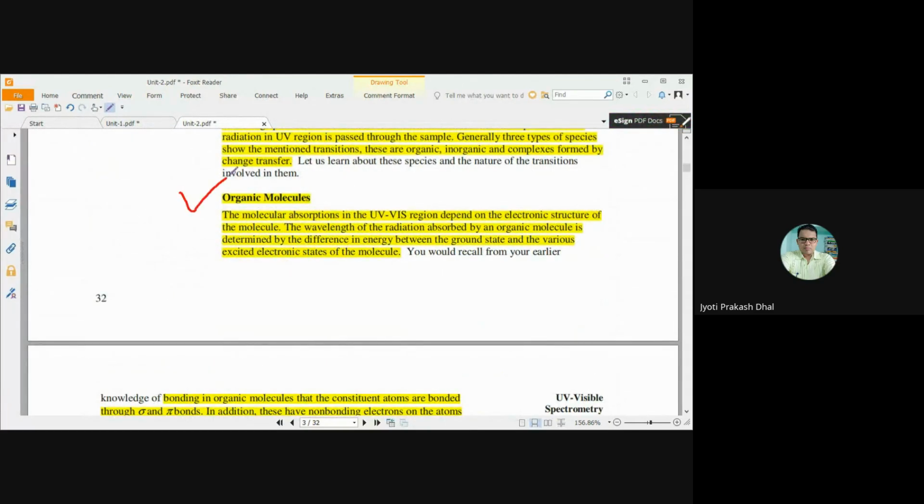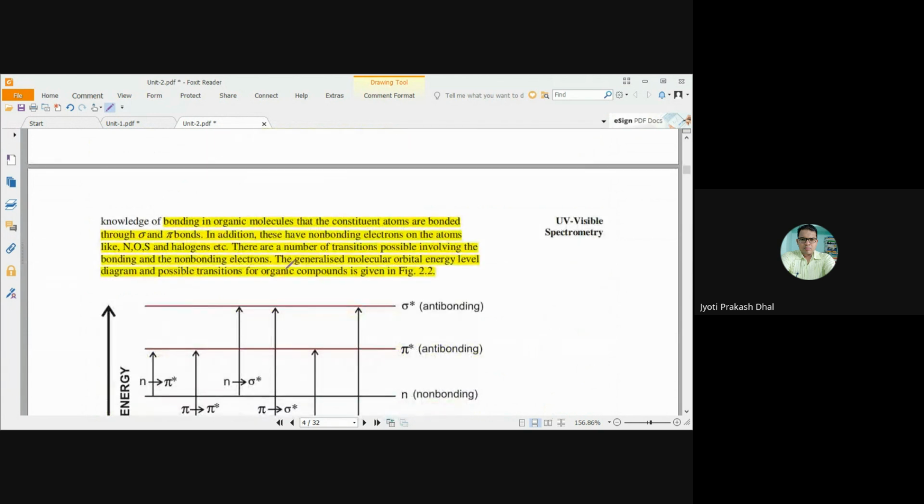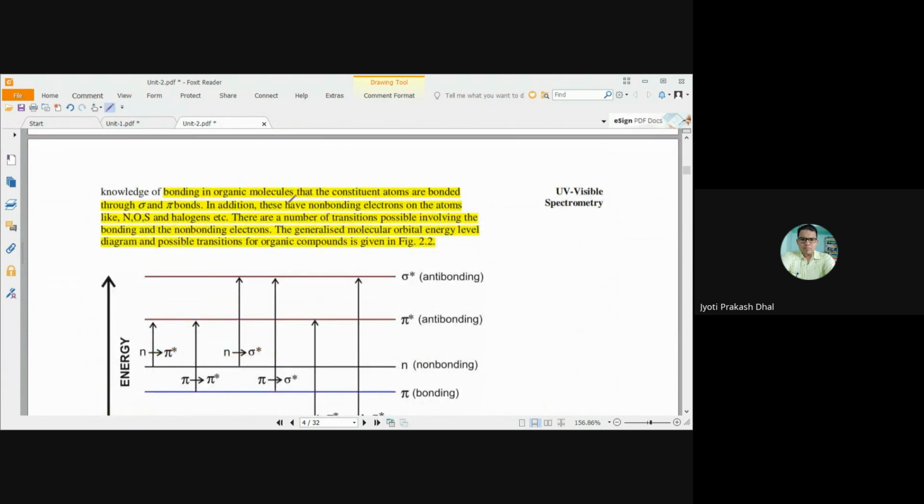So first we'll discuss the case where the absorbing species are organic molecules. If the sample under investigation is organic molecules, then molecular absorption in the UV visible radiation depends upon the electronic structure of the molecule. The wavelength of the radiation absorbed by the organic molecule is determined by the difference in energy between the ground state and the various excited electronic states of the molecule. Now, bonding in the organic molecules.